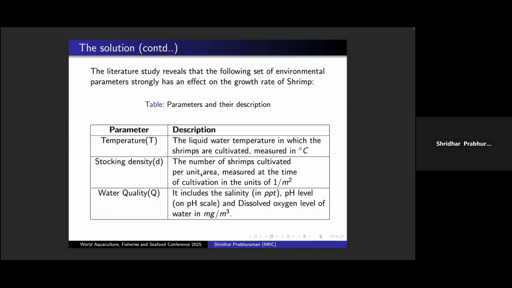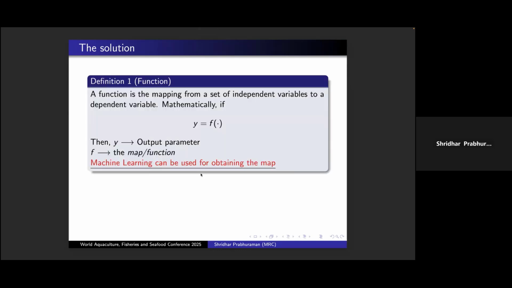Now there are three different parameters that affect the growth of shrimp: the temperature, the stocking density, and the water quality. All of these are parameters of the pond where the cultivation happens. The temperature is in degrees Celsius. The stocking density, just to refresh, is the number of shrimps cultivated per unit area, measured per meter square. The water quality includes three different aspects: the salinity in parts per trillion, the pH level, which shows how alkaline it is, and the dissolved oxygen level of the water, which is also extremely important.